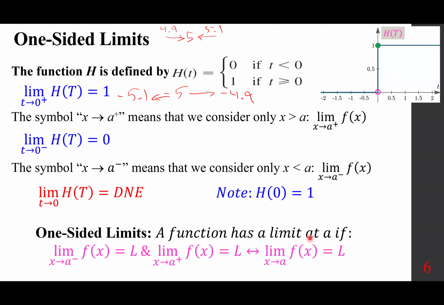A function has a limit at a if the limit of f of x as x approaches a from the left is L, and the limit of f of x as x approaches a from the right equals L. Therefore, the limit of f of x as x approaches a must be L.